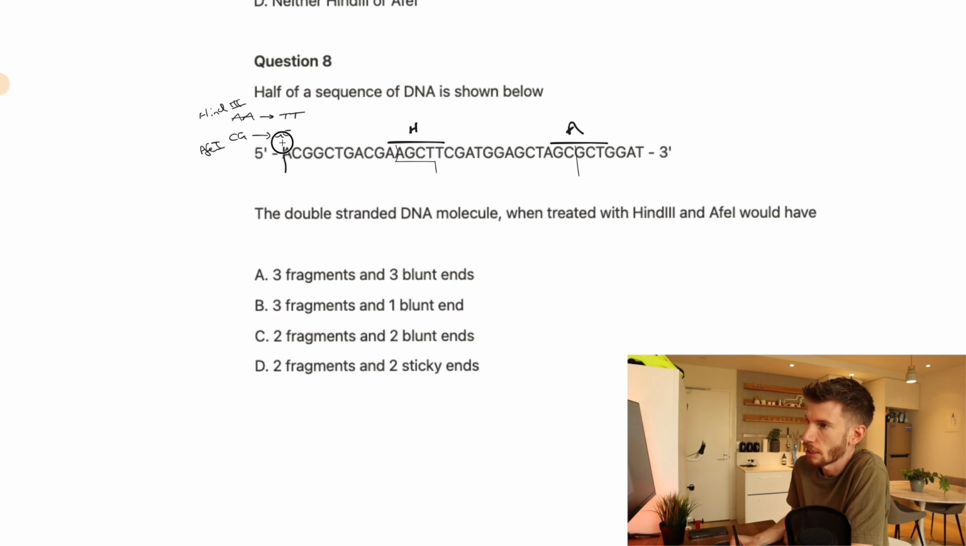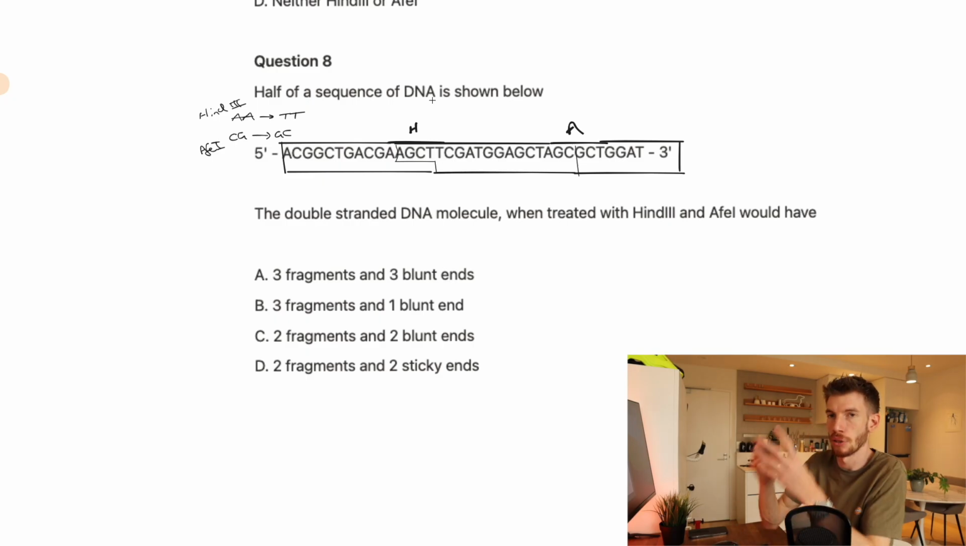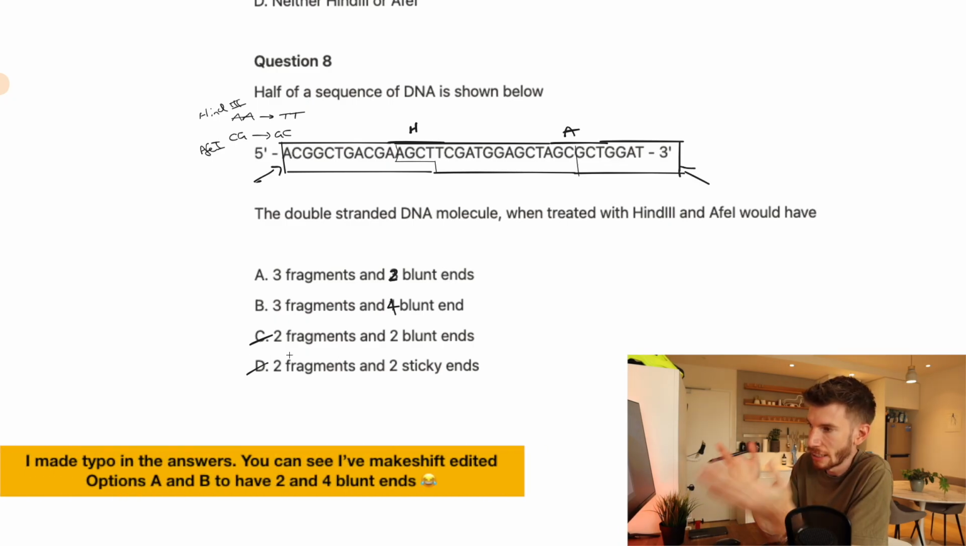And so really it's just like blocks, like this. And there we go, right? And so I can see a couple of sticky ends here. Remember, they would all then separate because they're being cut apart. So I can see, first of all, there are 3 fragments. So C and D are out. It's down to how many blunt ends there are. I don't have to worry about the sticky ends.